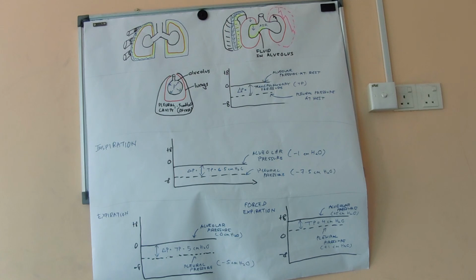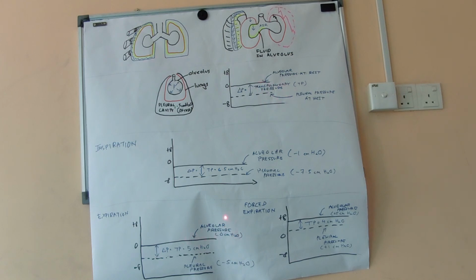Now I'm going to talk about expiration. During expiration, the chest compresses and recoils, and the pleura is pushed upwards. Pressure inside the pleural cavity starts to increase, and therefore the transpulmonary pressure will become less positive. This will reduce the volume of the alveolus, which means the alveolus is compressed at this point, and therefore air is exhaled out of the lungs. As you can see here, it reverts back to normal.